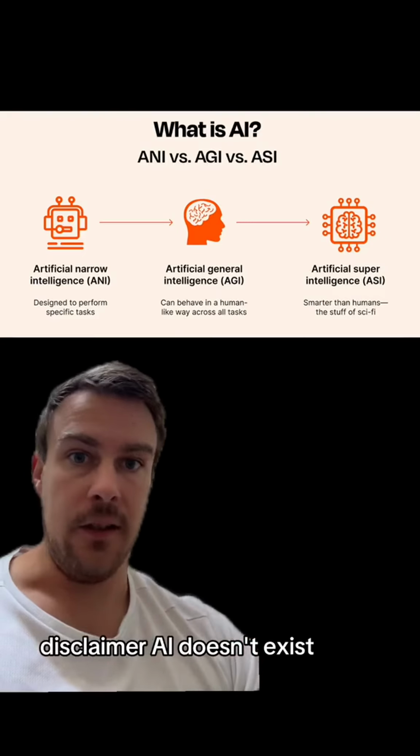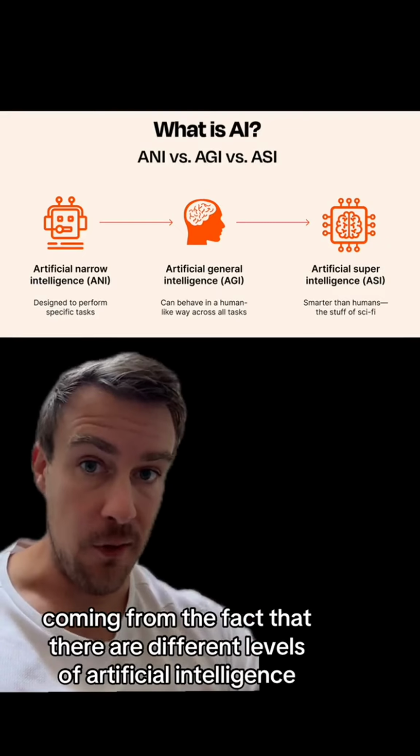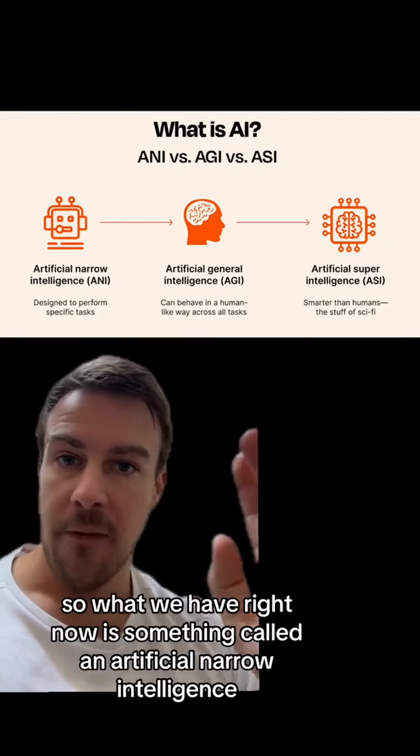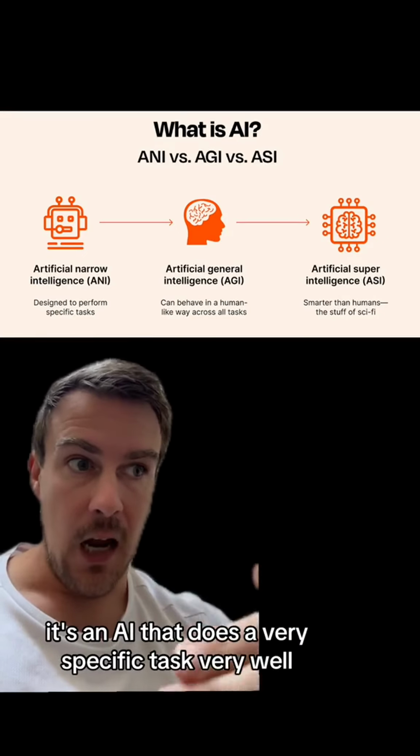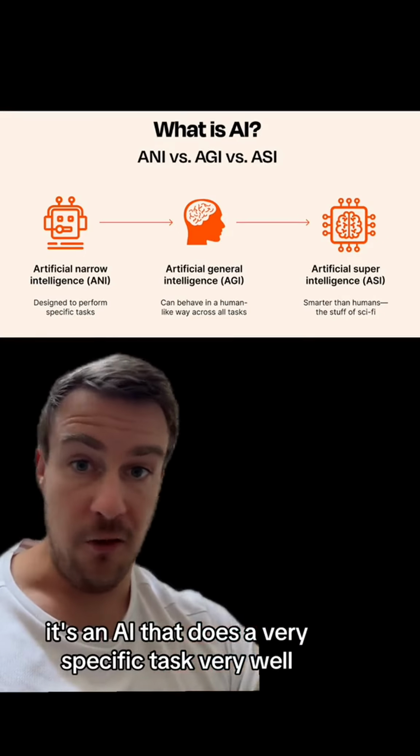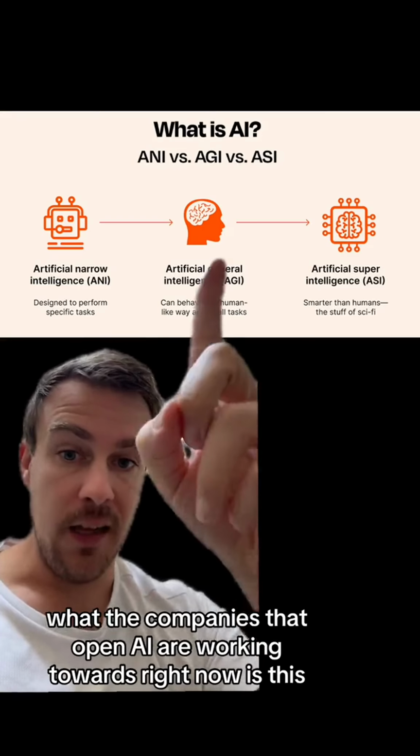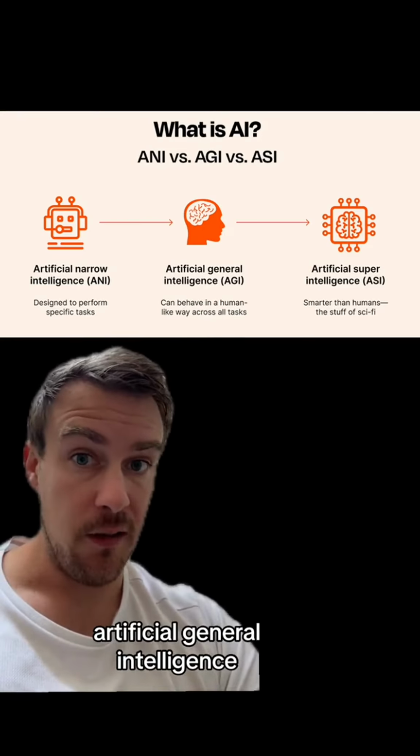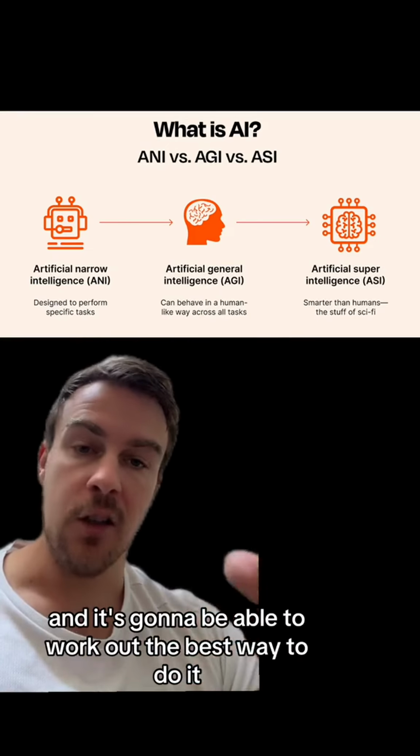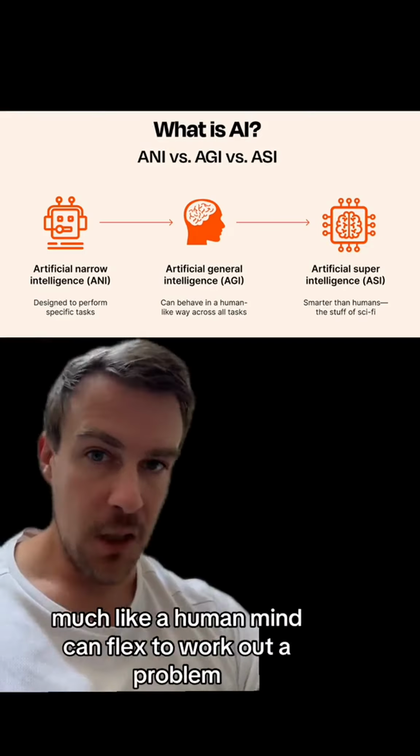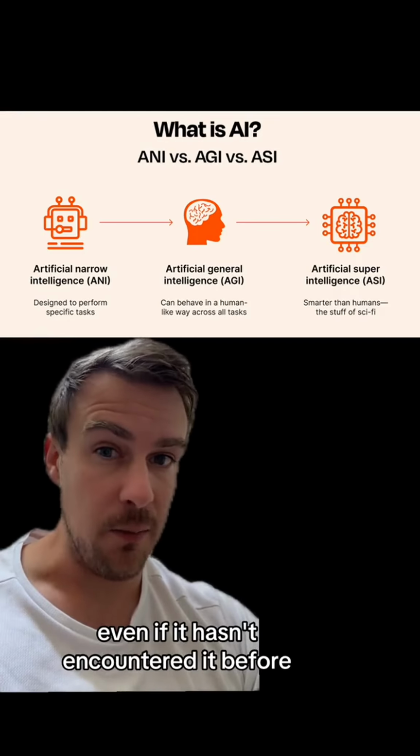This claim that AI doesn't exist is probably a misconception coming from the fact that there are different levels of artificial intelligence. So what we have right now is something called an artificial narrow intelligence. It's an AI that does a very specific task very well. What the companies like OpenAI are working towards right now is this artificial general intelligence. This is an AI that you can give any cognitive task and it's going to be able to work out the best way to do it. Much like a human mind can flex to work out a problem even if it hasn't encountered it before.